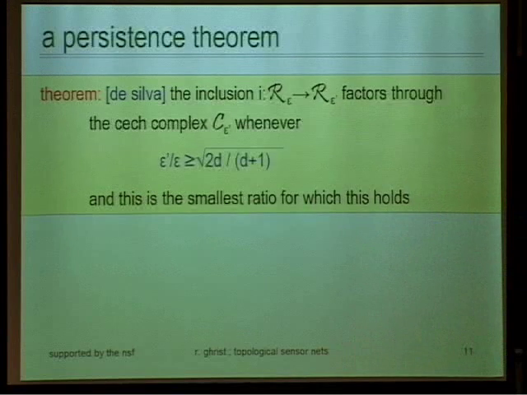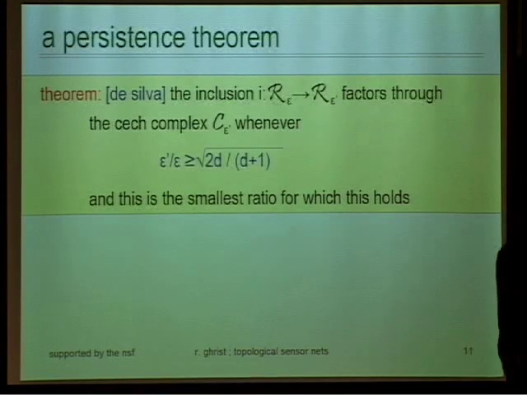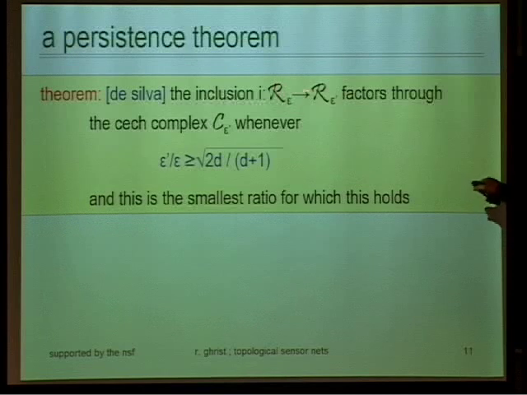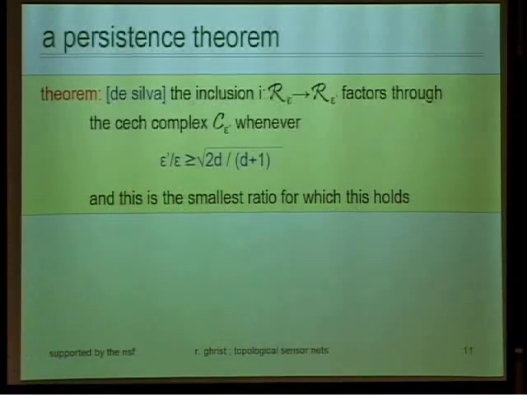The thing that makes all this work is a persistence result on Rips complexes that this particular version I learned from Vin. And the statement is, if I increase the radius from epsilon to epsilon prime, then, well, this Rips complex is definitely contained inside of this one because I'm just adding more edges, more two simplices, more three simplices. But that inclusion actually factors through the Čech complex. You can squeeze the Čech complex inside of it as long as your ratio satisfies this inequality. And the hard part of this result is showing that that's the optimal ratio.